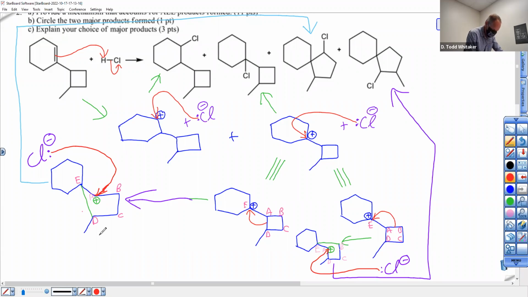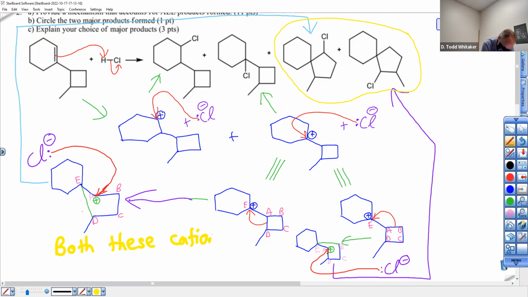Not quite done. Both these cations, that's this one and this one, I need the magic words.